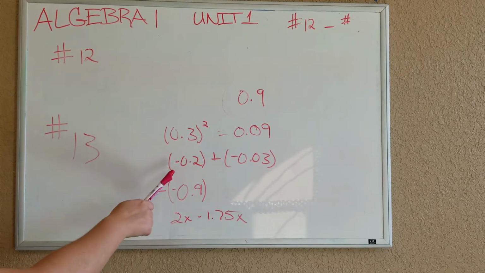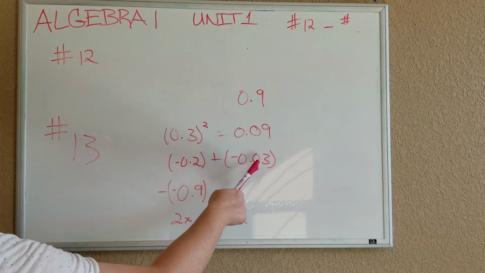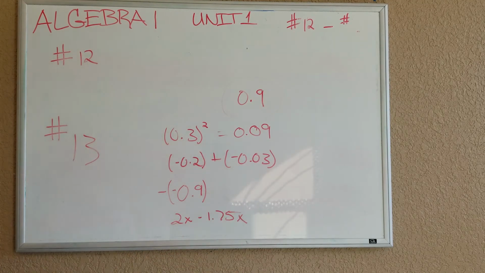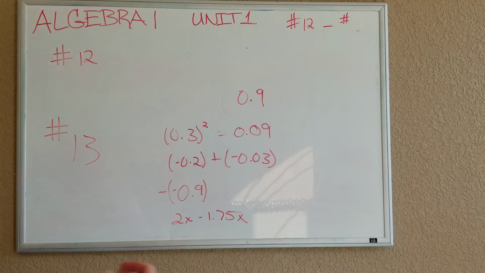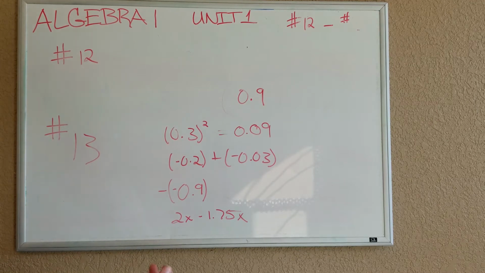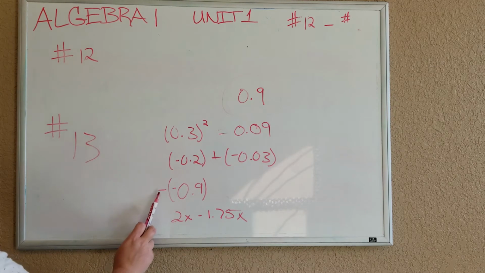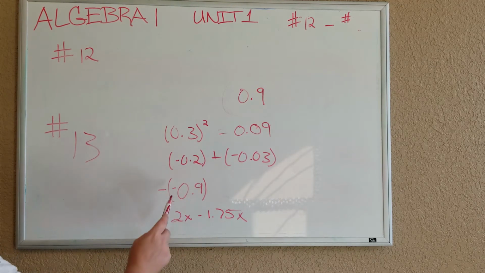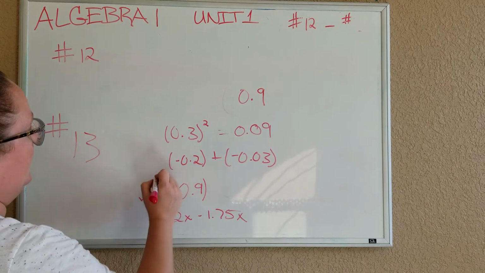Next, they say, what about negative 0.2 plus negative 0.03? So you can add those on your calculator. I believe 0.2 and 0.03 are probably going to give you 0.5. It is not true. All right, what about negative 0.9? So two negatives make a positive. So yes, this is going to be equal to it.